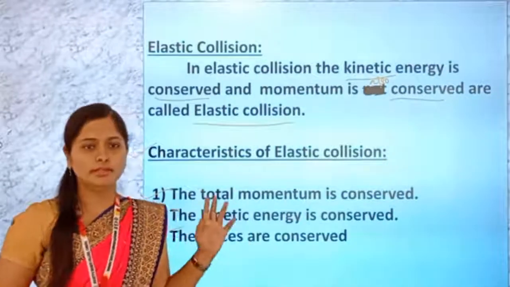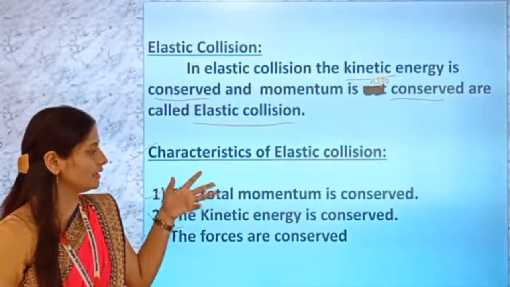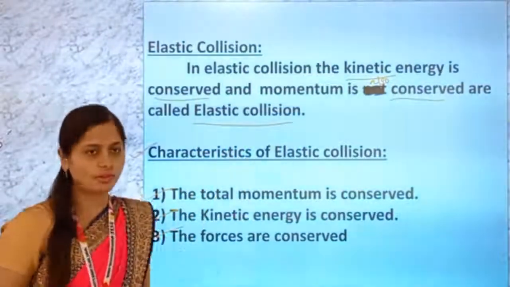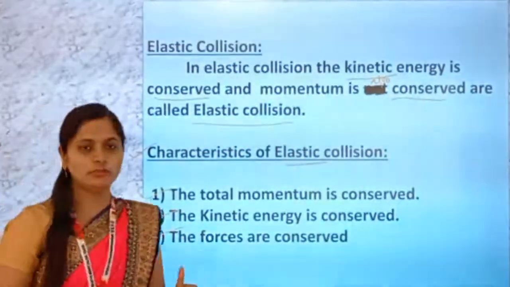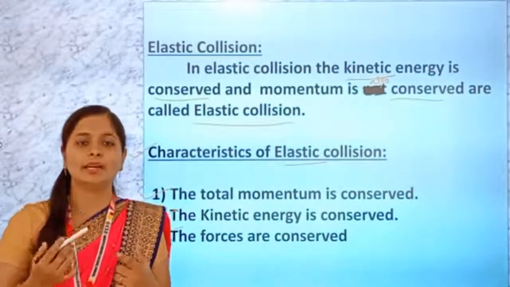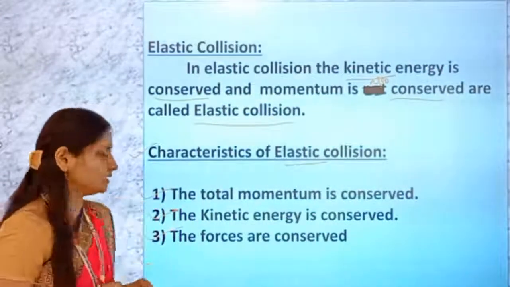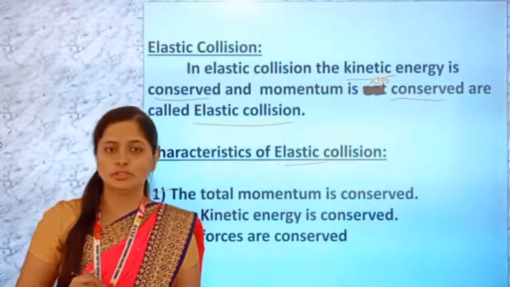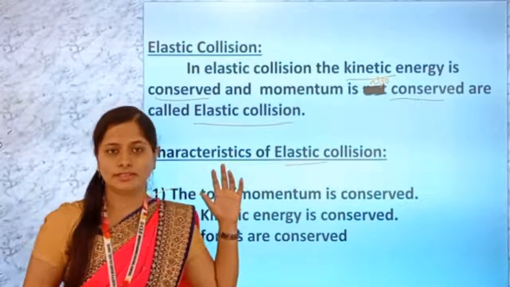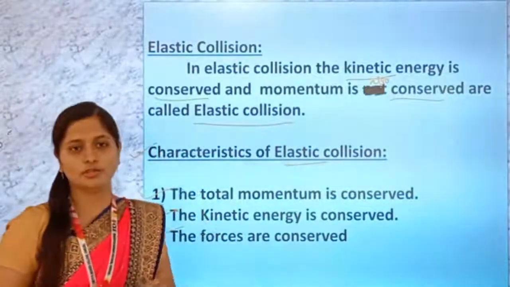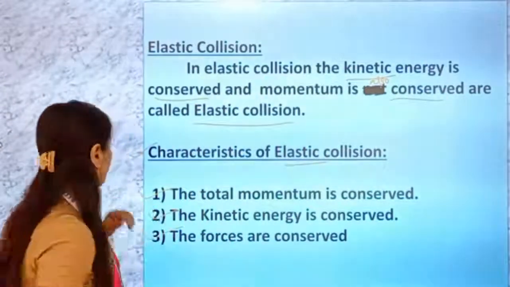Got it? So we have three characteristics of the elastic collision. First, the total momentum is conserved. Second, the kinetic energy is conserved, and the third, the forces are also conserved. This is the explanation of the elastic collision and its characteristics. We'll see the next concept.